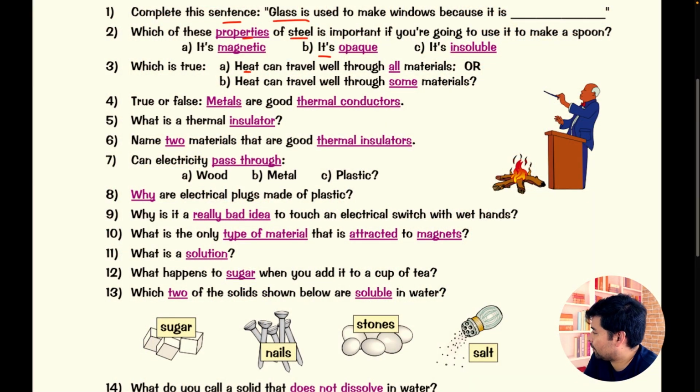Next one. 7. Can electricity pass through wood, metal, or plastic? Which one can electricity pass through? 8. Why are electrical plugs made of plastic? Why? What is the reason?